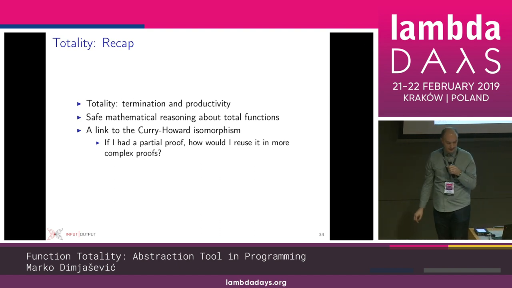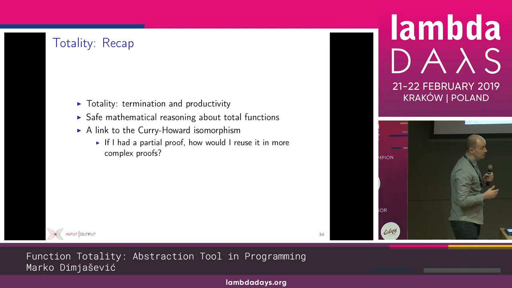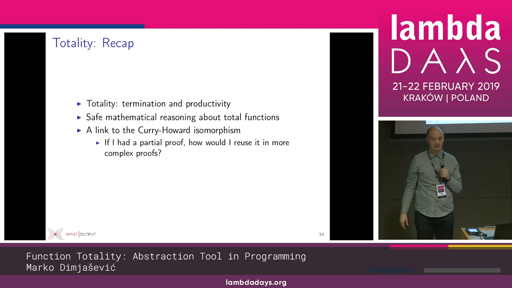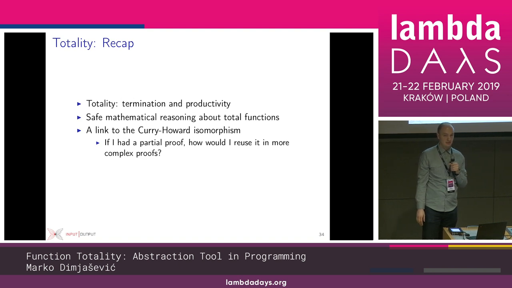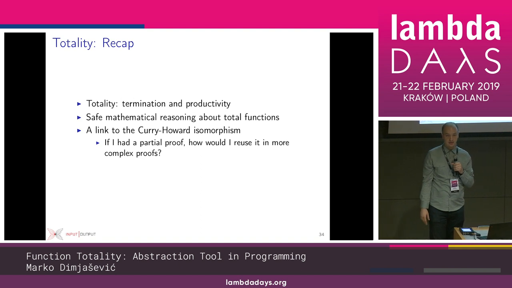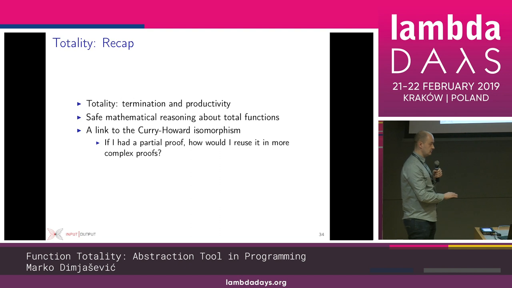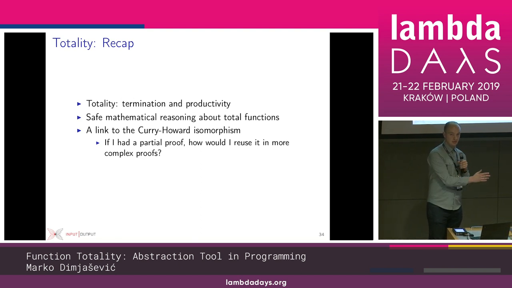So to recap totality, it consists of two things, termination and productivity. And unlike with the head function and with the loop function here, we can safely apply mathematical reasoning, like equational reasoning, because these functions are total and we can use our mathematical knowledge in making sure the code has certain properties. And you can see a link here to the so-called Curry-Howard isomorphism. It's an isomorphism that says that programming is like logic. And if you work with partial functions, you cannot guarantee your code will not have runtime errors. And if you try to map this into logic, if you had partial proofs, how would you be able to use these partial proofs in writing more complex proofs?